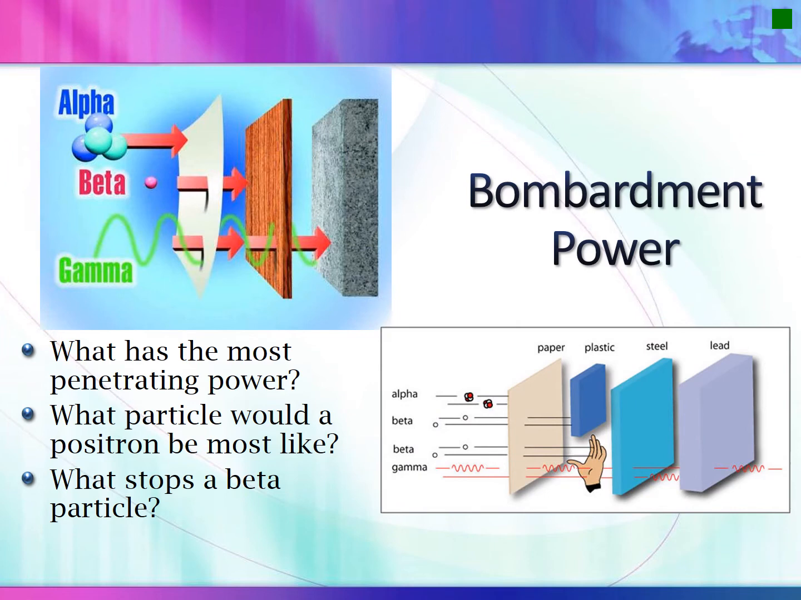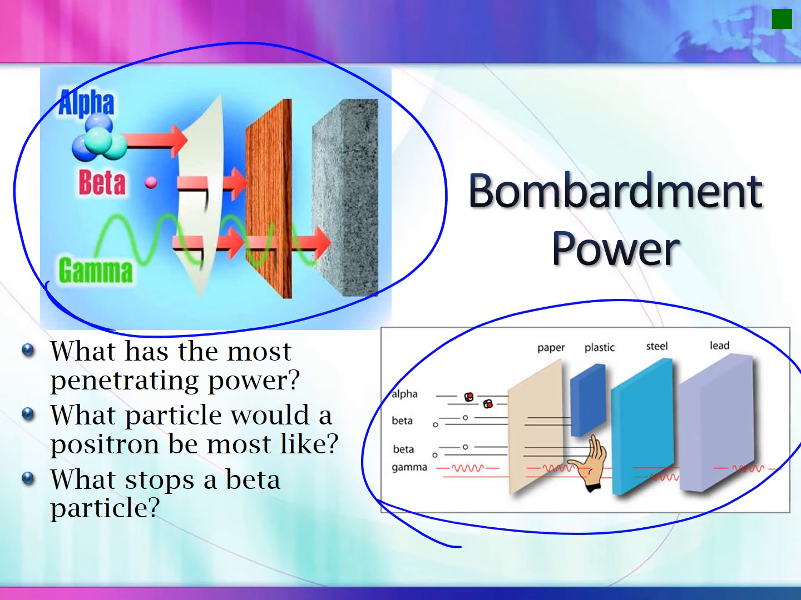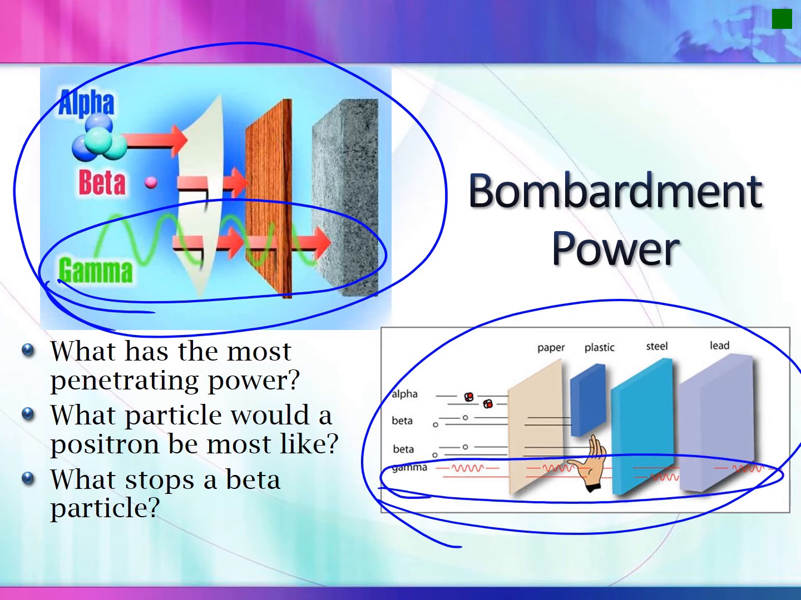So here's an important image about bombardment power and how far these particles are able to penetrate. It's totally based on size and amount of energy. If you look at the above one with alpha, beta, gamma on the top, and we've got the same on the bottom, which one has the most penetrating power? Well, that means which one can go through the most things. If you look at it, it's obviously going to be gamma. And the same thing goes for the bottom. It's stopped by lead or concrete typically.